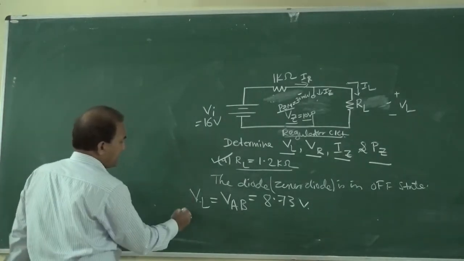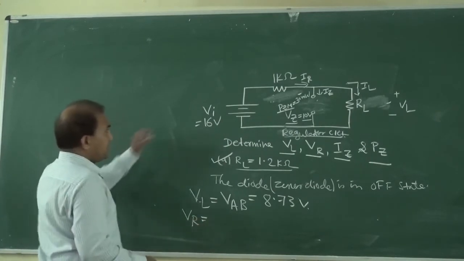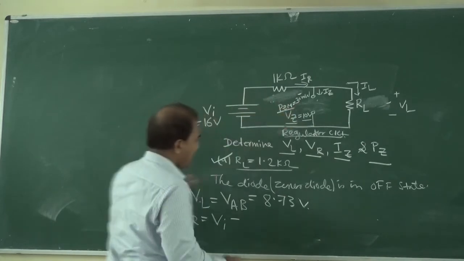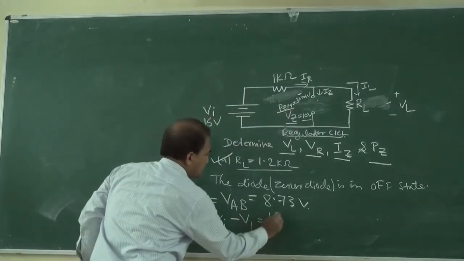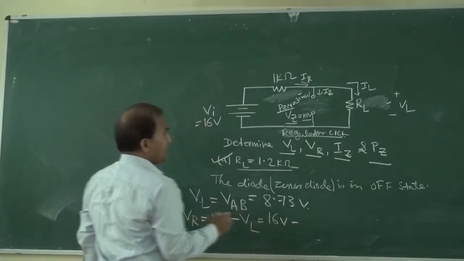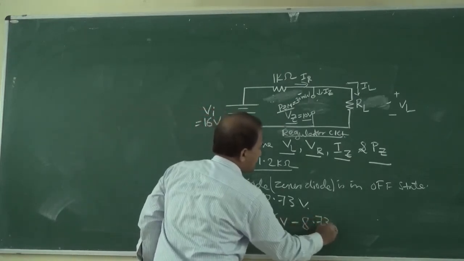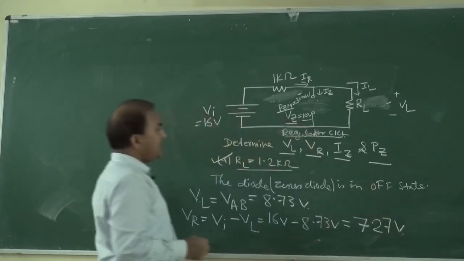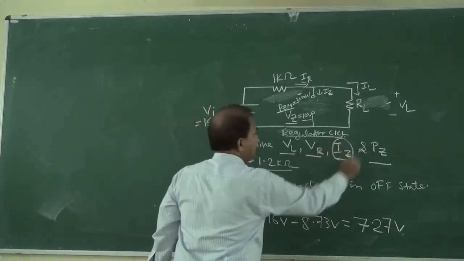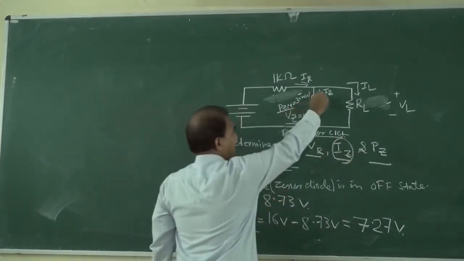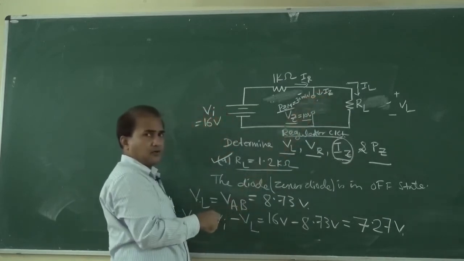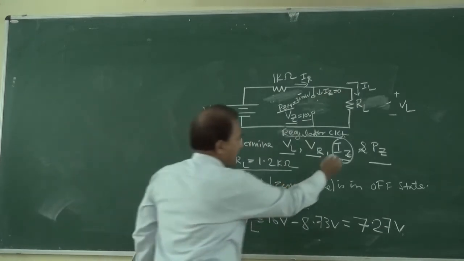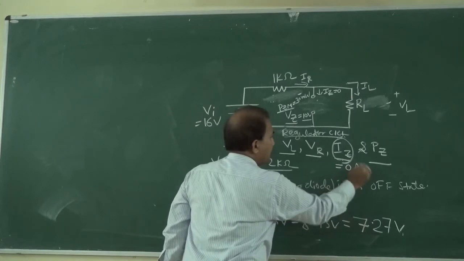Then how can we calculate VR? VR is equal to VI minus VL. So it is equal to 16 volt minus VL, which is 8.73 volt, so 7.27 volt. Okay, then we have to determine IZ. What will be IZ? See, this is open, so IZ will be equal to 0 ampere.